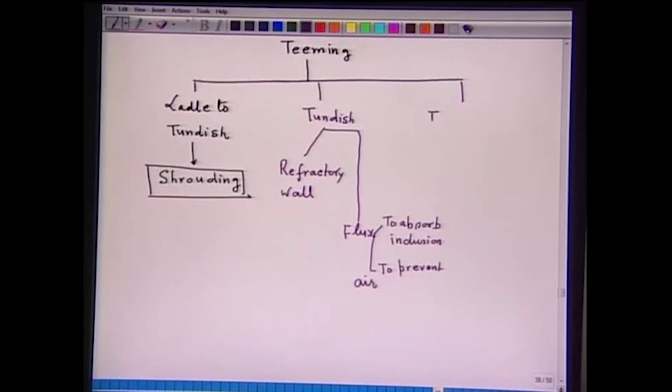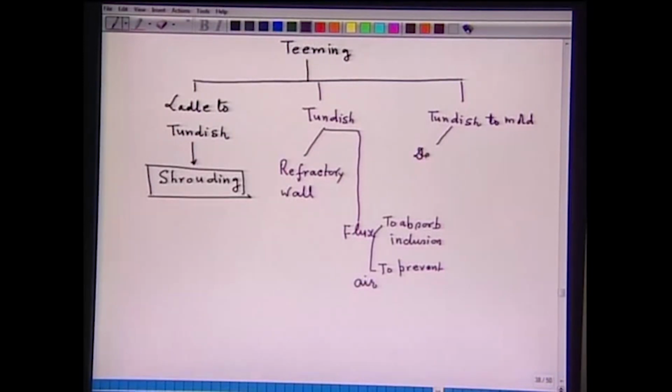Now, next point which can be controlled is from tun dish to mold, because molten steel is poured from tun dish to mold, and there are several places where inclusion can occur. Say first, the deoxidation products which are in the molten steel can be directly transferred to the mold, because mold is used for solidification, and once steel is solidified, then whatever inclusion has been transferred from tun dish to the mold, it will remain entrapped in the solid steel.